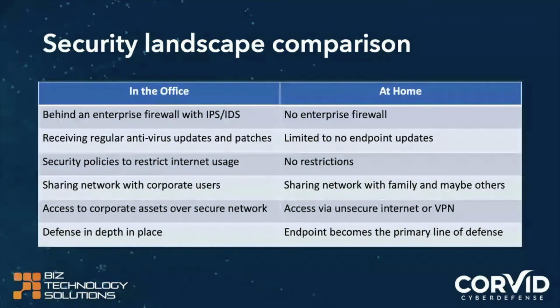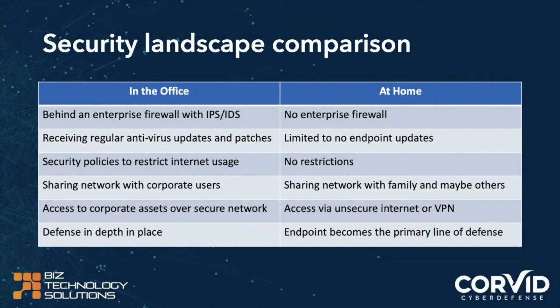And then the other thing is how are we accessing corporate assets? Is it over a secure network when we're in the office, but when we're at home, we're either on a direct internet connection or maybe we have instituted some type of VPN solution. And then the question is whether the user has the ability to turn that access on or off. And then finally, the defense in depth strategy. When we're in the office, we have that, but at home, what generally occurs is the endpoint becomes the primary line of defense to protect us from certain types of attacks.